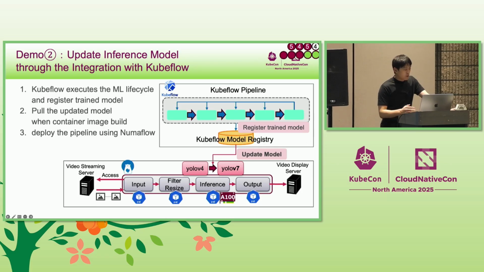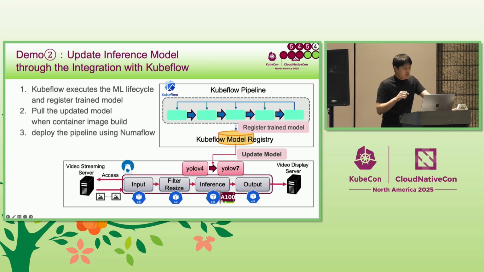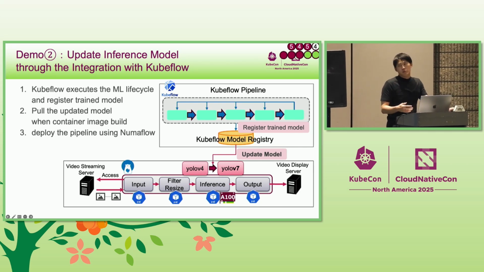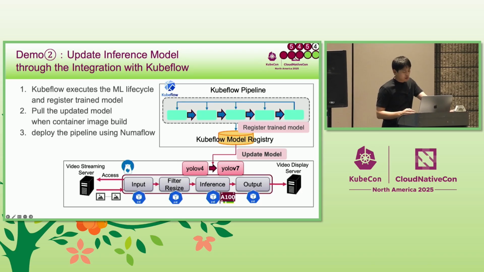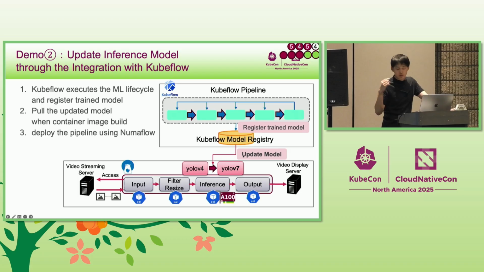Now let's return to the presentation and I'll explain the second demo. In the second demo, we'll update the inference model through the integration with Kubeflow. By running a Kubeflow pipeline, we can register a trained model into the Kubeflow model registry. Then, when building the container image, the updated model is pulled from the registry. We'll change the inference model from YOLOv4 to YOLOv7 to indicate a model update this time. And then we deploy the new pipeline using Numaflow.